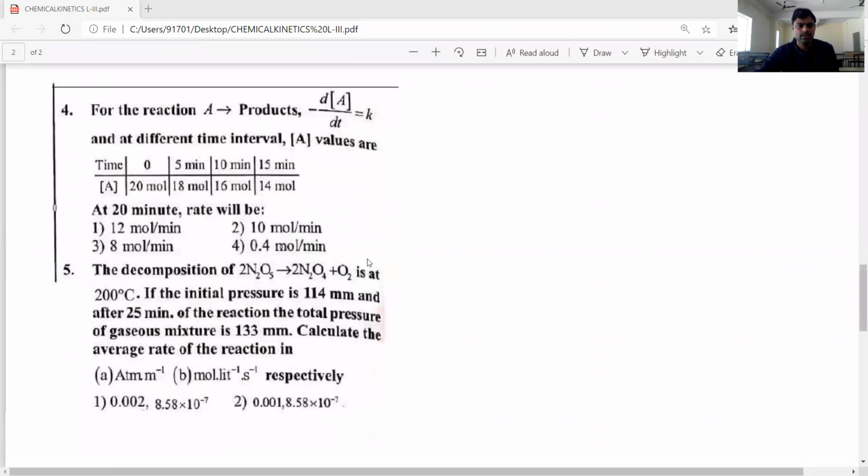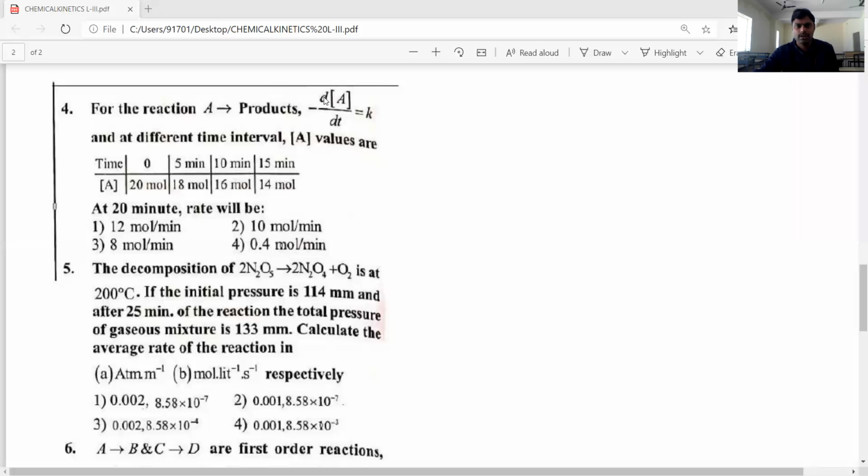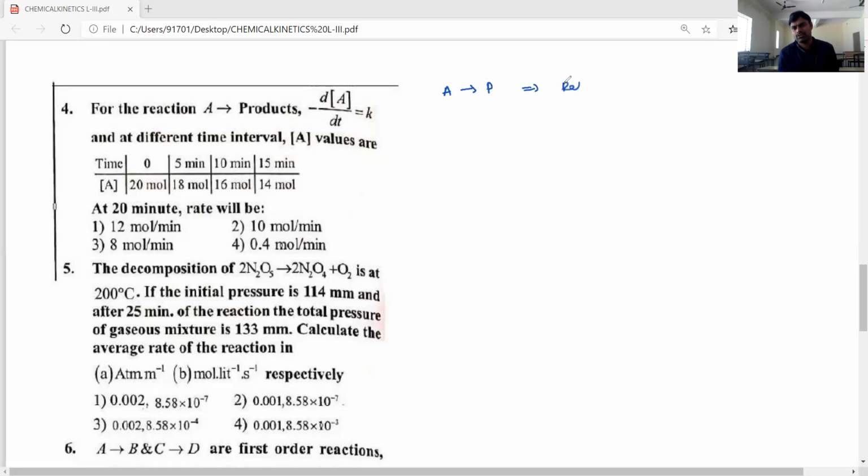Fourth one. It's also very easy. See, A is converted into products, then the rate is equal to K into concentration of A power 0. That means the rate is equal to minus dA by dt is equal to K, which means it is a zero order reaction. Zero order reaction. Okay, it's very clear.